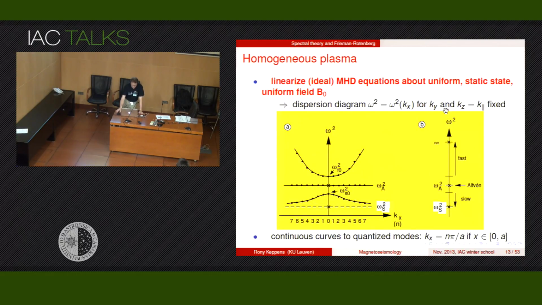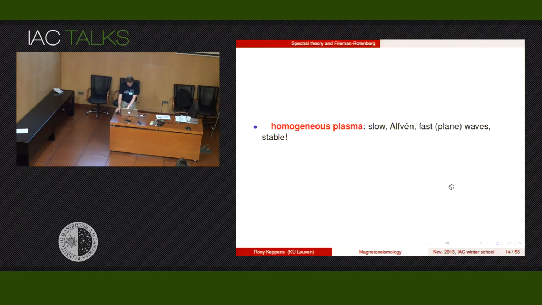I get the three solutions, my branches, for the fast, the Alfvén, and the slow. And this was, I remind you, for a case where I had a uniform plasma, so uniform pressure, uniform density, unidirectional magnetic field, and then perpendicular to that, my directional field is horizontal, and then I say, okay, everything has to fit between, say, the bottom and the top of this room. Then I have boundary conditions, and so everything has to fit with a finite amount of wavelengths in that direction. And so that means that these continuous curves will go into a sequence of fast, infinitely degenerate Alfvén and slow modes accumulating to a predetermined frequency. Okay? Homogeneous plasma, slow, Alfvén, fast plane waves, and it's stable.